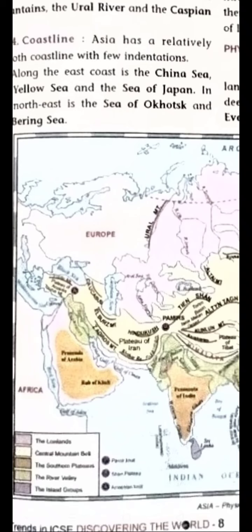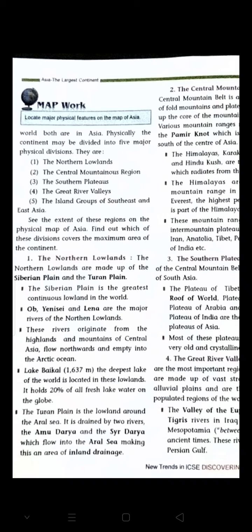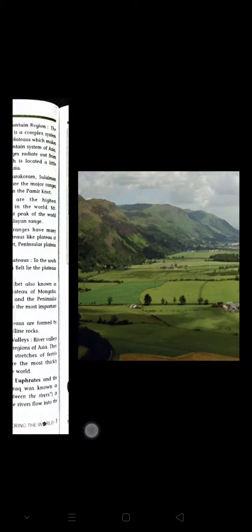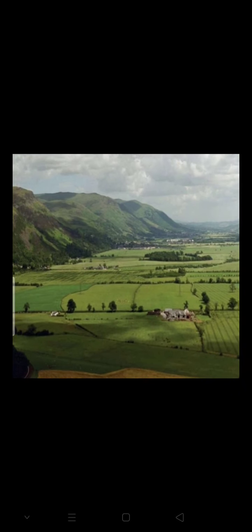So, see the extent of these regions on the physical map of Asia. Find out which one of these divisions covers the maximum area of the continent. We first start with the northern lowlands. The northern lowlands are made up of the Siberian and the Turan plain. Underline this. These are the two plains which it is made up of. Now these lowlands are vast lands. Can you see in this picture? Vast land, absolutely flat land, good for agriculture.